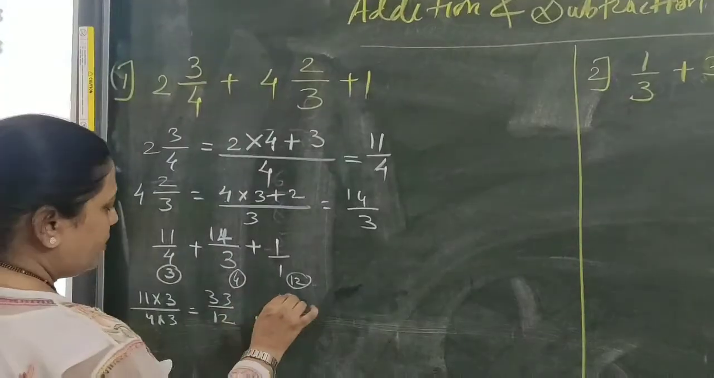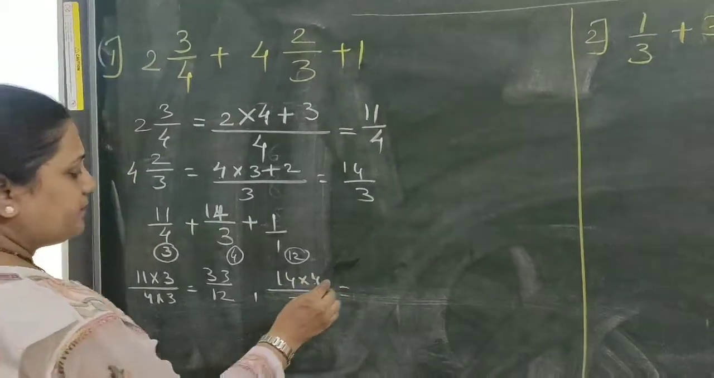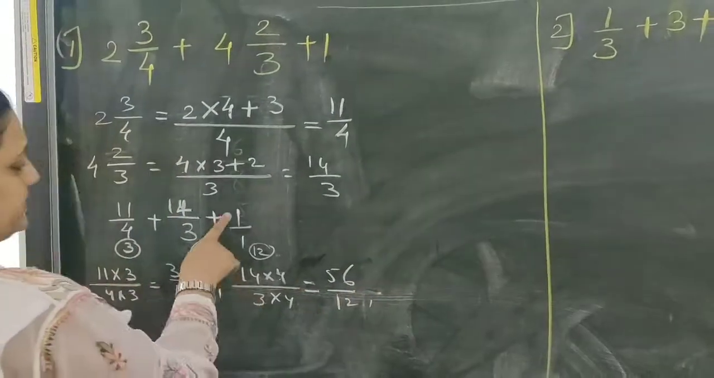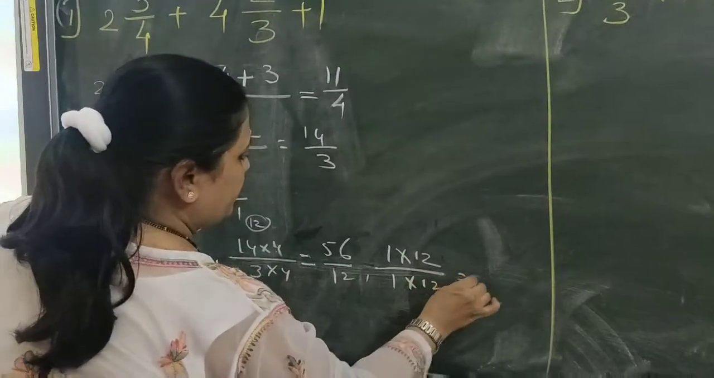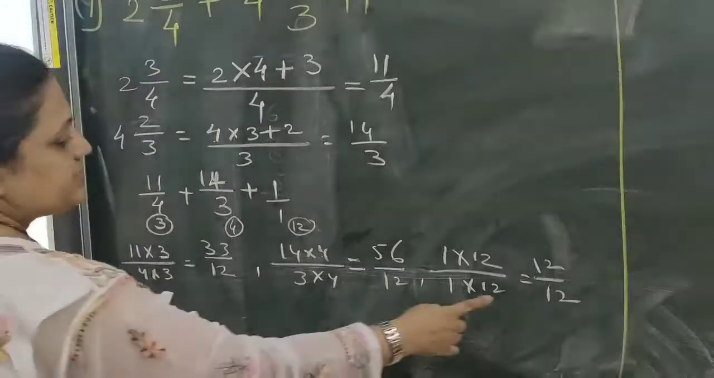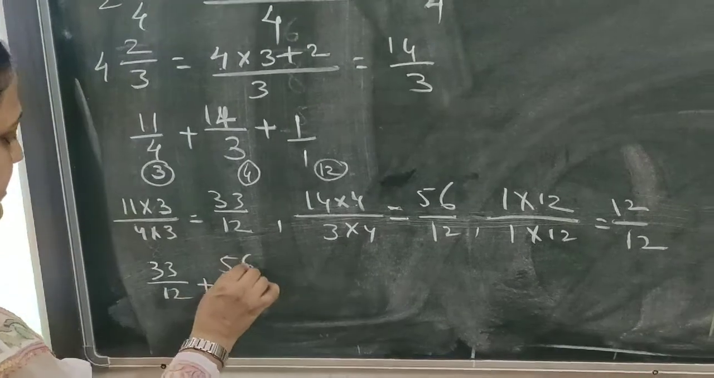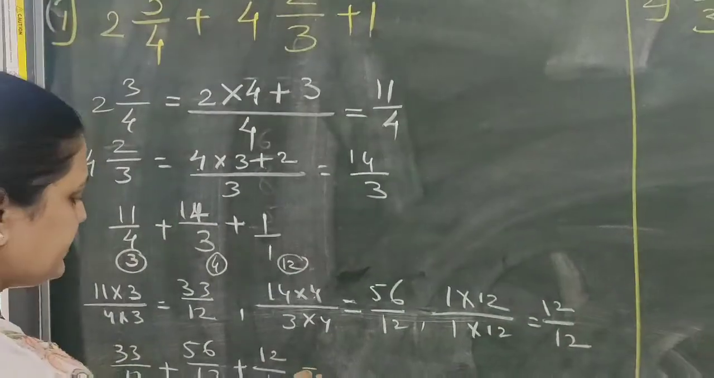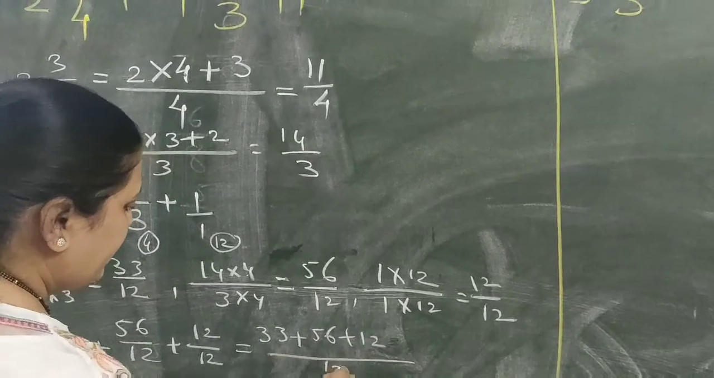Then the next fraction is 14 by 3. We will multiply it by 4. 14 4s are 56 by 12. And next is 1 by 1, so 1 into 12 by 1 into 12, which is 12 by 12. So children, now the denominators are the same, so we can add. 33 by 12 plus 56 by 12 plus 12 by 12. Now what will be the answer here? 33 plus 56 plus 12 by 12.